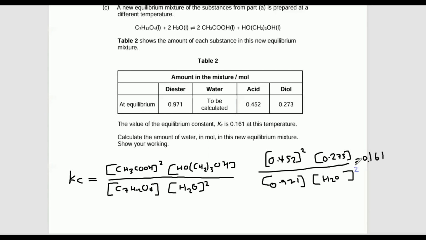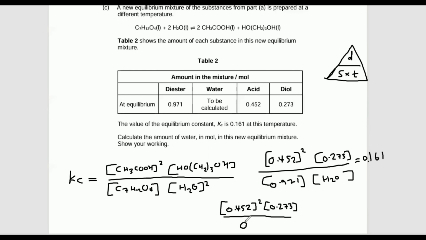Now, when rearranging slightly difficult equations like this, where you've got like 5 moving parts, I think of the old one I used to know from Key Stage 3, from year 7. Distance over time equals speed, or speed equals distance over time. So the equals, I've got 0.161. That's like the speed. What's on top of the line is the distance, and underneath is the time. So I know I can rearrange it like that. If I want to find the total of the things underneath the divide line, I just need to do the top of the divide line over 0.161, and that gives me 0.971 equals 0.161 times H2O to the power of 2. So I just move the 0.161 underneath.